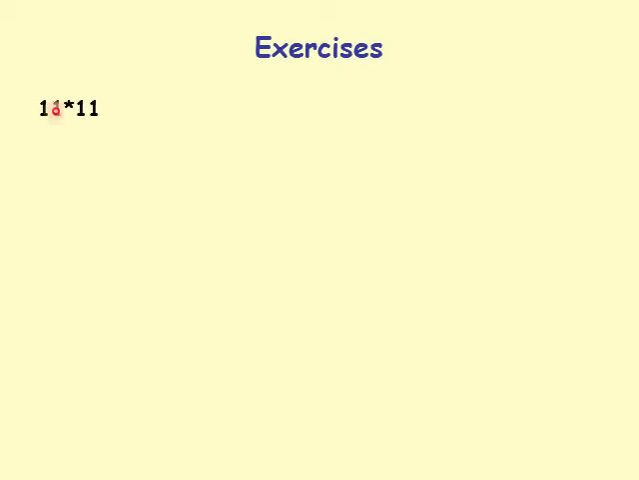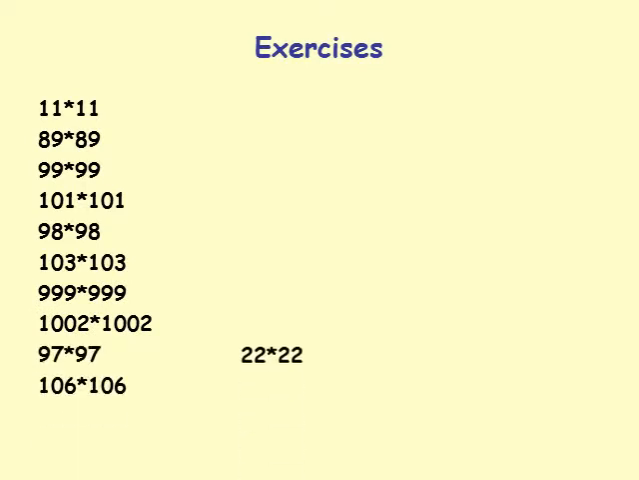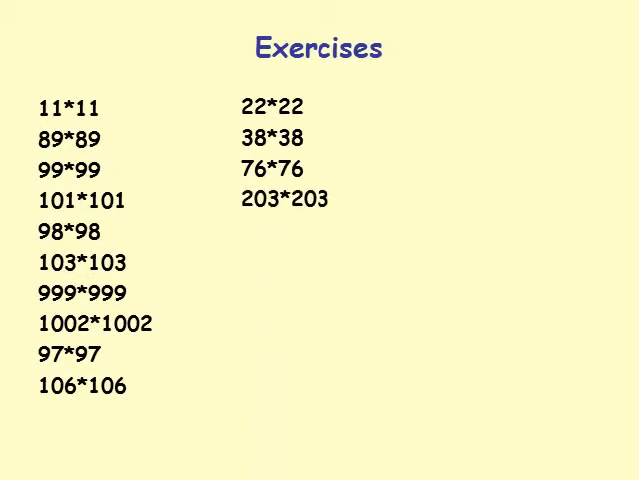Let's do the exercise. 11 times 11 first. Exercise: 89 times 89, 99 times 99, and so on. Okay, some more. Here are proportional base numbers: 22 times 22, 38 times 38, 76 times 76, 203 times 203, and some more.